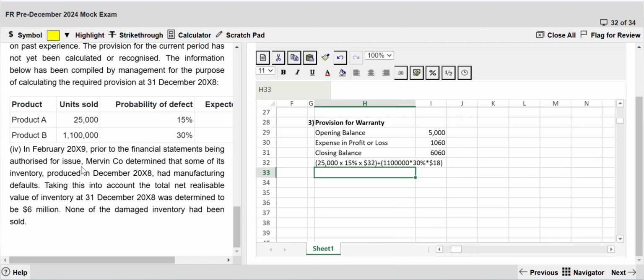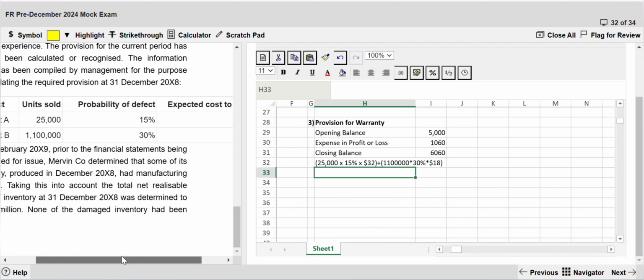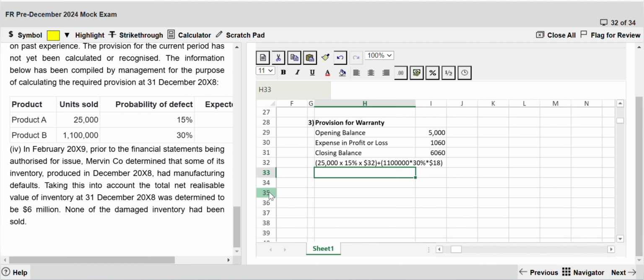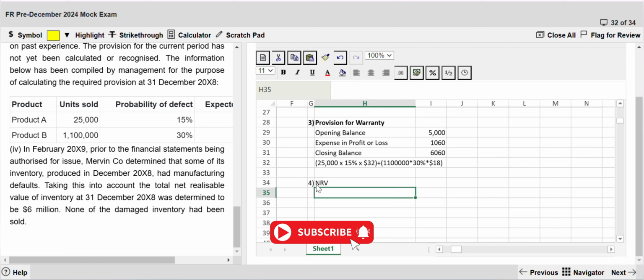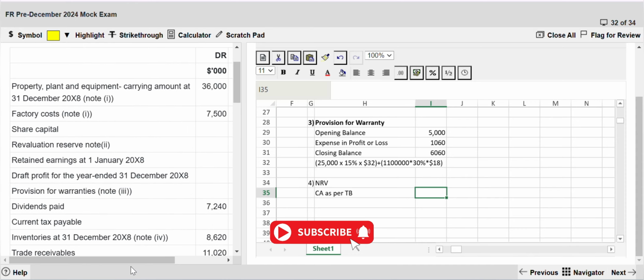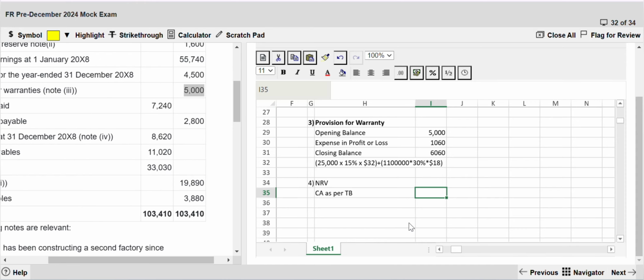Now, last adjustment in February 2009, prior to the financial statements being issued, there was an NRV, right? Inventory, whatever we discussed, there was an NRV, right? So we'll do the working for NRV of inventory. What was the carrying amount as per trial balance? As per trial balance, carrying amount is 8620, correct? Then what is the NRV? NRV is 6000, alright?